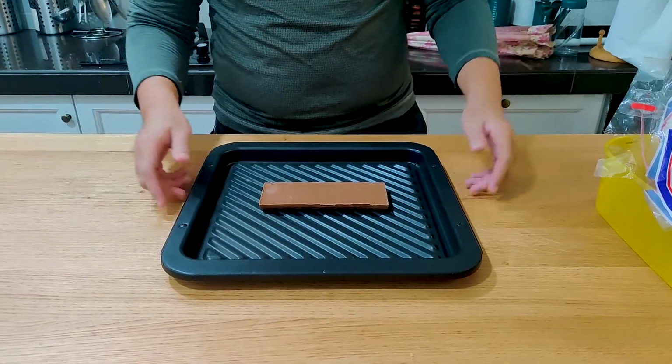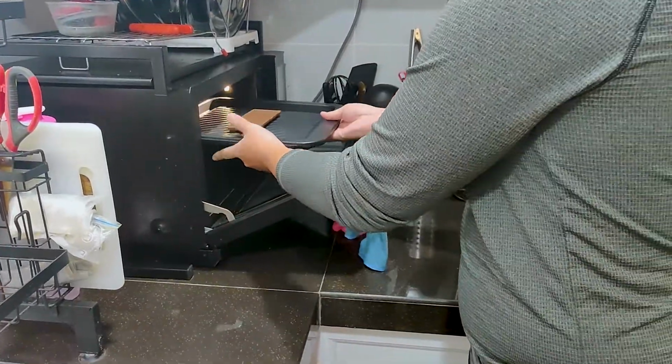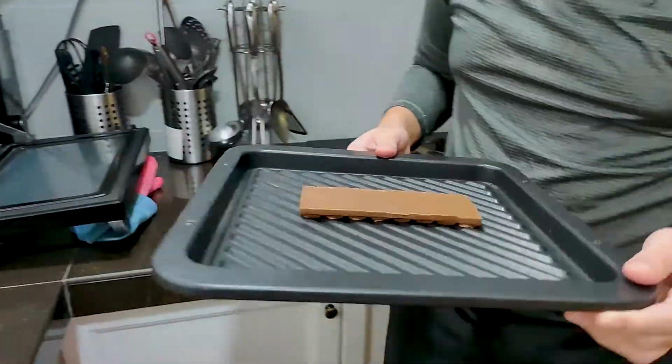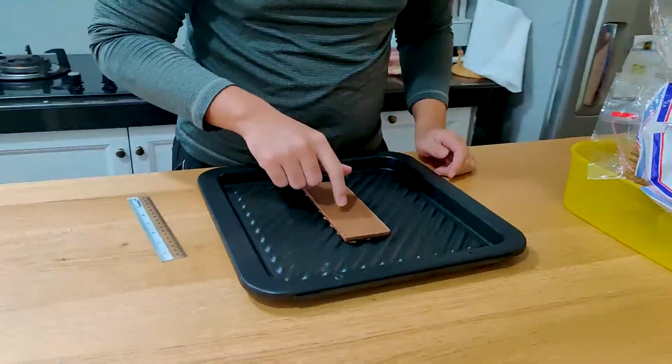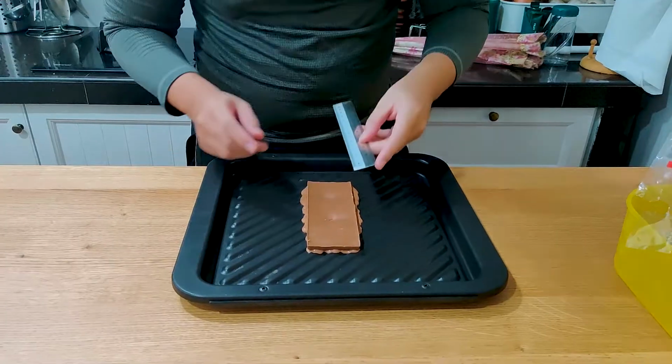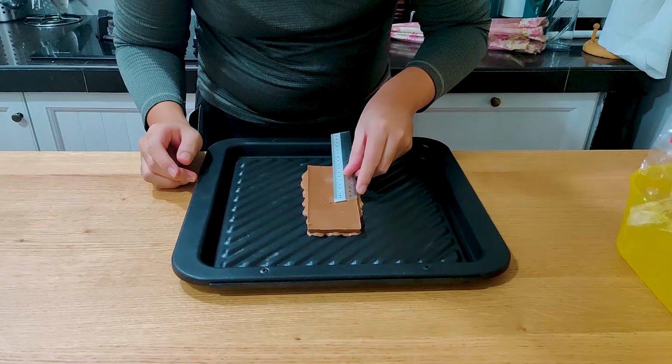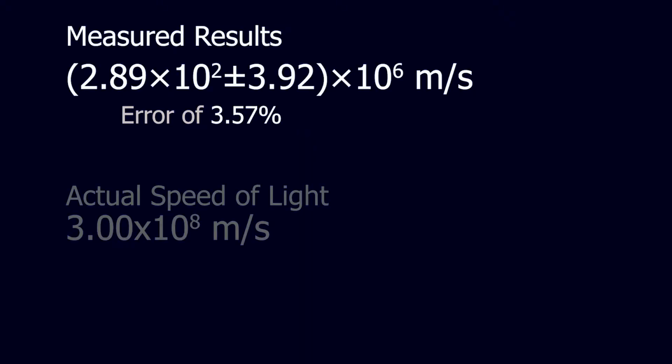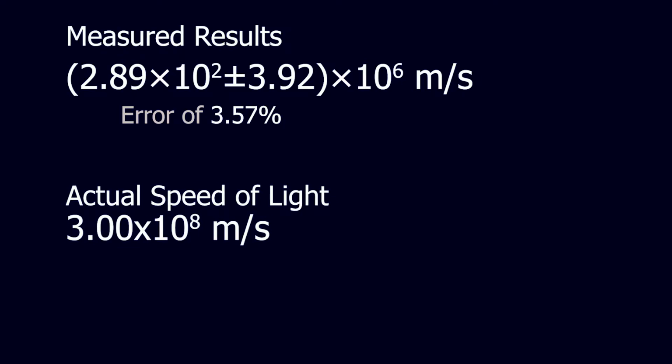First, place the chocolate on a tray, then heat it up in the microwave for 20 seconds. Pull it out, then press it. By pressing the chocolate, we can see where it's actually melted. The melted parts represent half the wavelength of the microwave. Measure them, then calculate the speed of light. The measured results had a 3.57% error and agree with the theoretical speed of light.